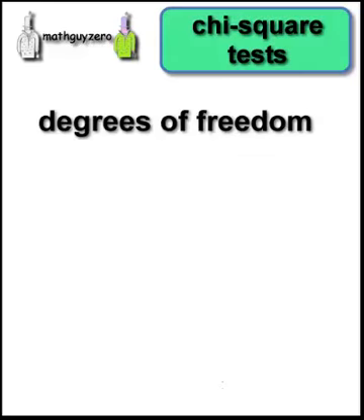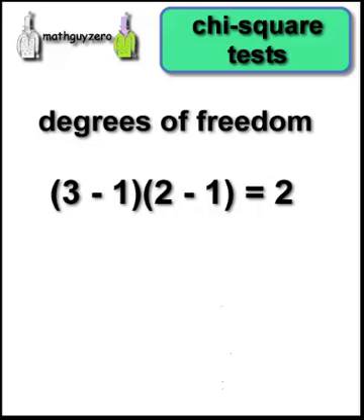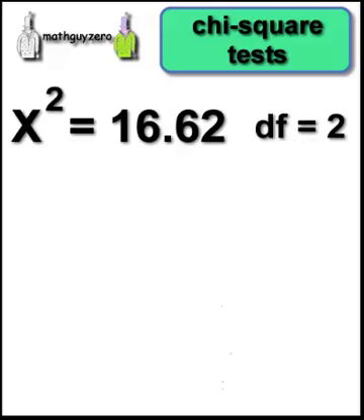Now we've got to find the degrees of freedom. Number of rows minus 1 times the number of columns minus 1. So for us, we have 2 degrees of freedom. Now we're going to look it up in the chi-squared distribution table.